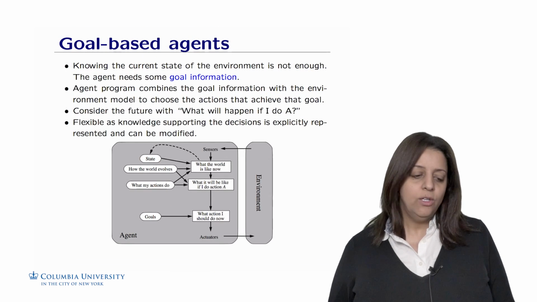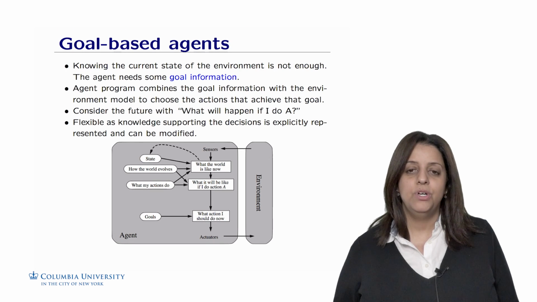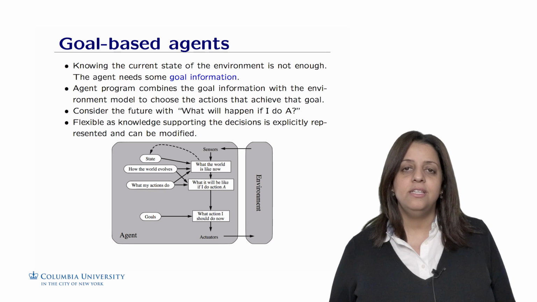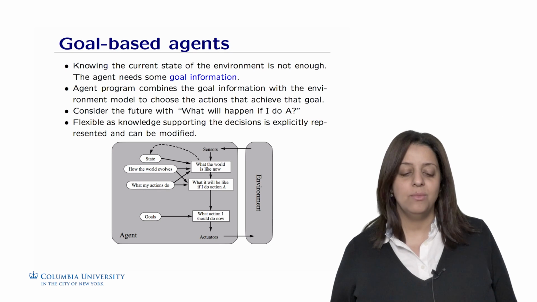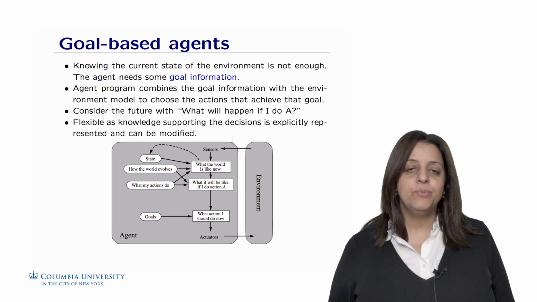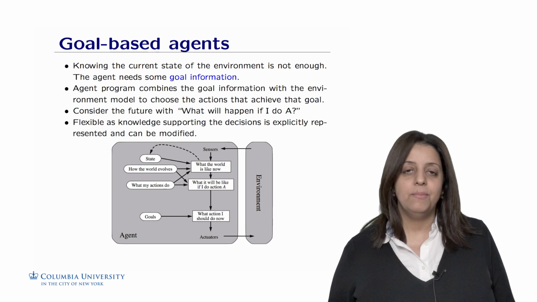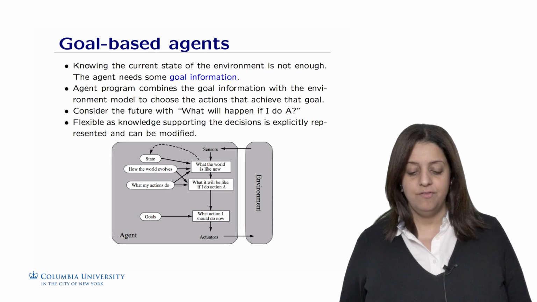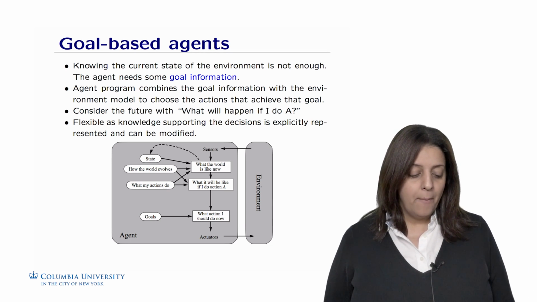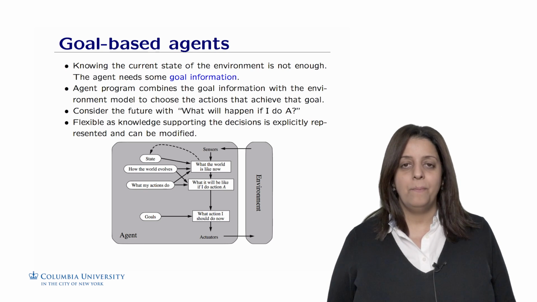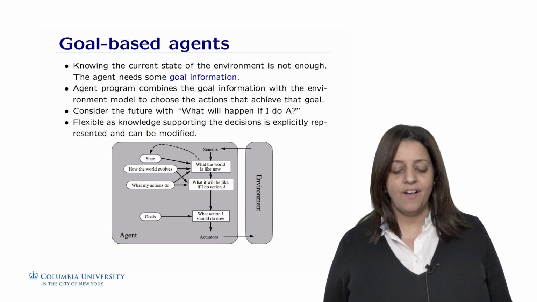Goal-based agents are needed when knowing the current state of the world is not enough. The agent needs something extra, and this something is some goal information. The agent program in this case combines the goal information with the environment model to choose the action that achieves that goal. So it considers the future with questions like, what will happen if I do A?